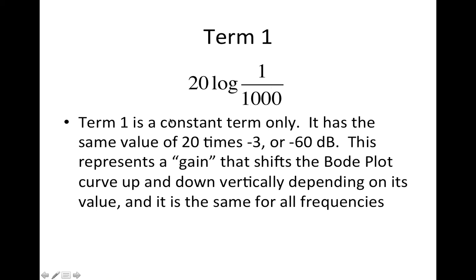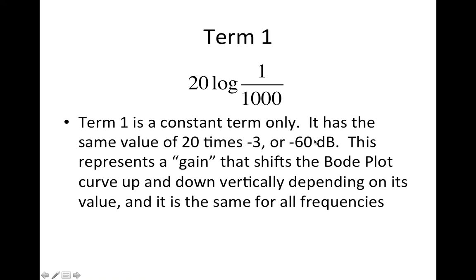There's no omega here. So when I take the log of 1 over 1,000, I'll get minus 3, and then when I multiply that by 20, I'll get minus 60 dB. Basically, this is just a constant that determines the vertical positioning of the graph. So if instead of 1 over 1,000 this were 1,000, this number would be 60 dB.